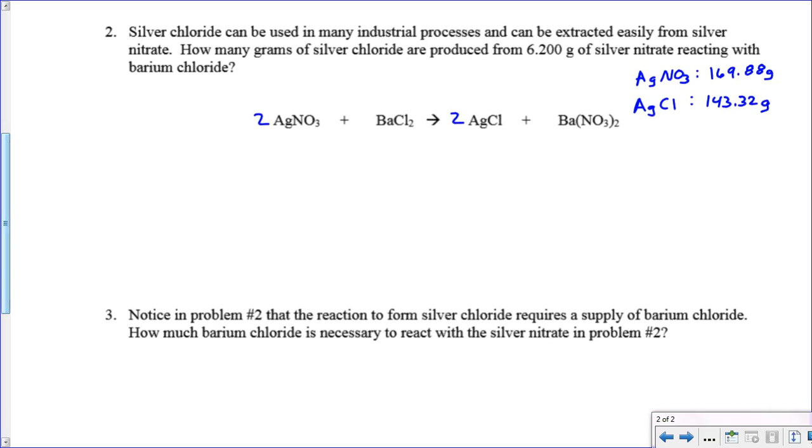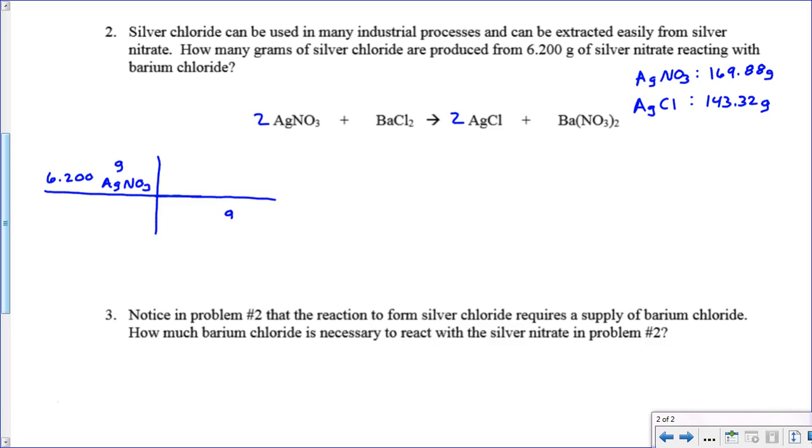All right, so we start off here. Start with the mass that's given, 6.200 grams of silver nitrate. That's AgNO3. All right. That number, by the way, has 4 sig figs because those are trailing zeros, but there is a decimal point, so that one is 4 sig figs.